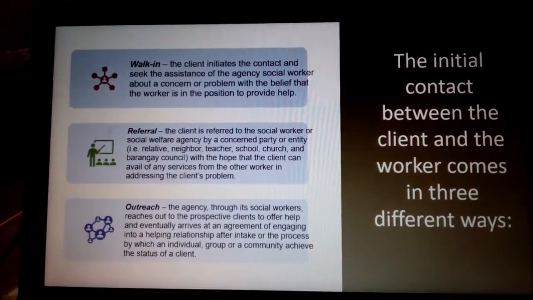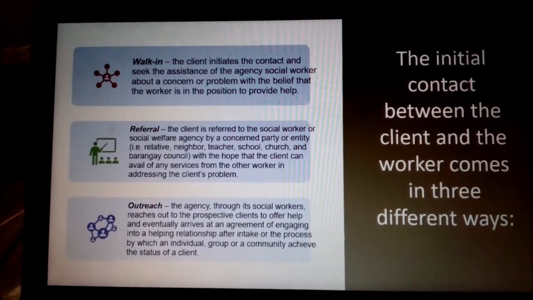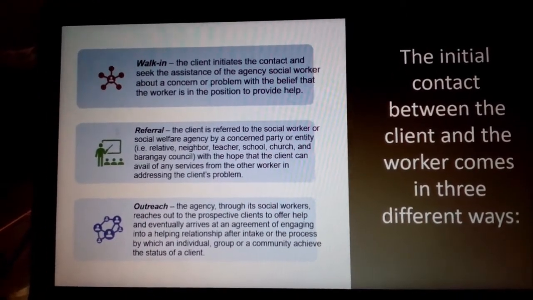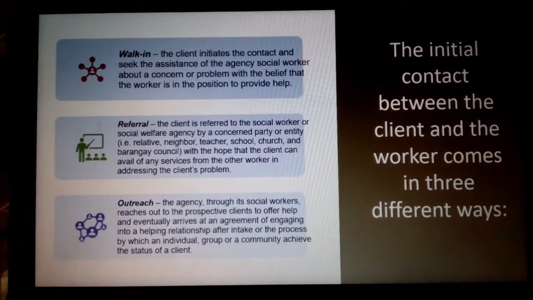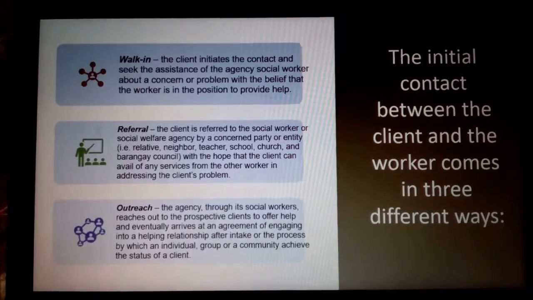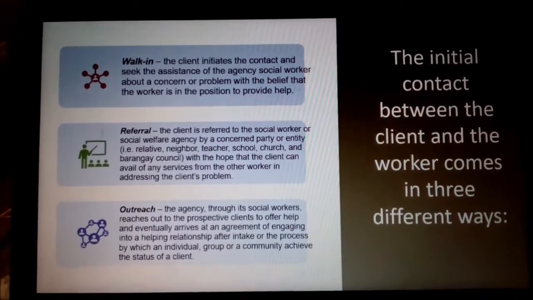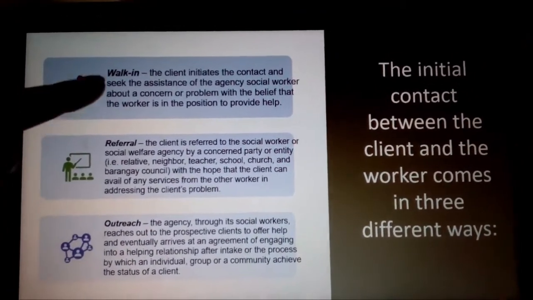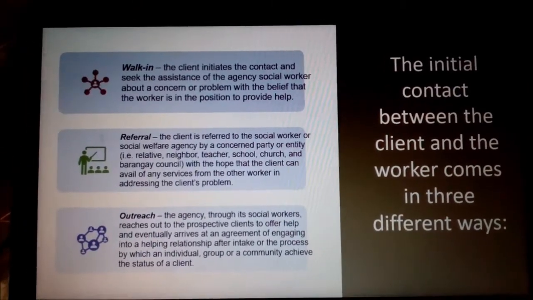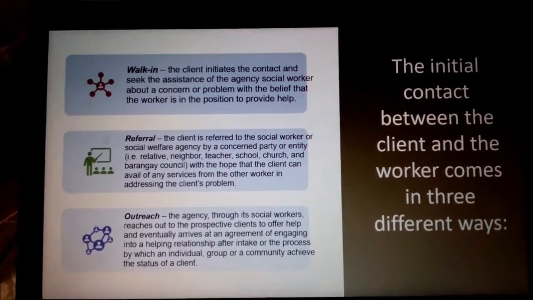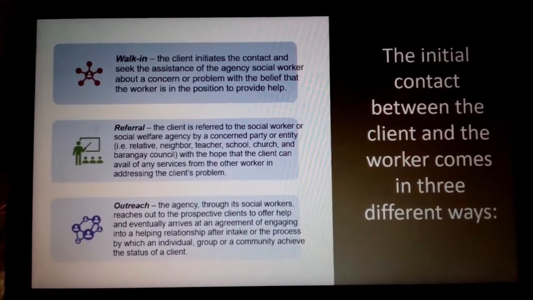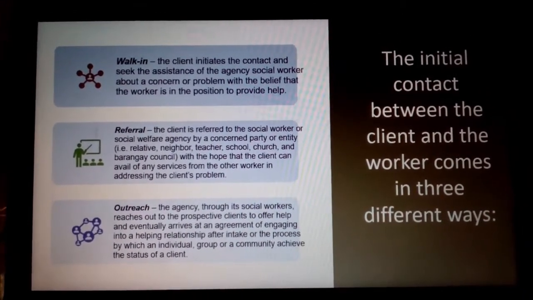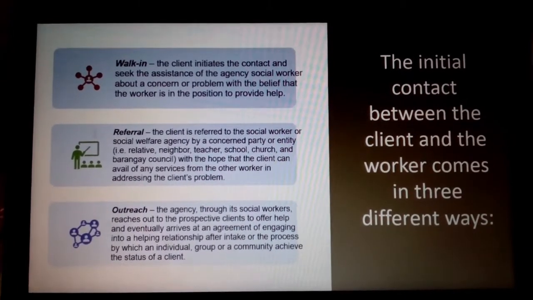Next, there are also 3 different ways of initial contact between the client and the worker. So aside from the 4 sources, we also have these 3 ways. It's about the contact between client and worker. First, we have what we call walk-in clients. From the word itself, walk-in, this is the actual process where the client initiates the contact and seeks the assistance of the agency or the social worker.